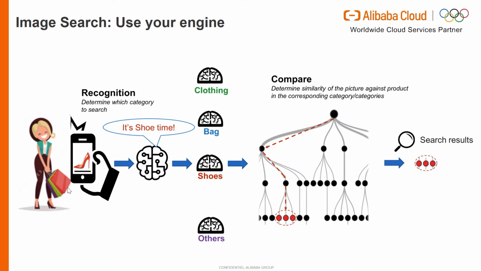When your customer sends back a picture of a shoe, the image search engine at first will try to recognize the category of the product inside of the photo. If it recognizes it as a shoe, the engine will try to find something in the shoes model and then reply with a list of product IDs.